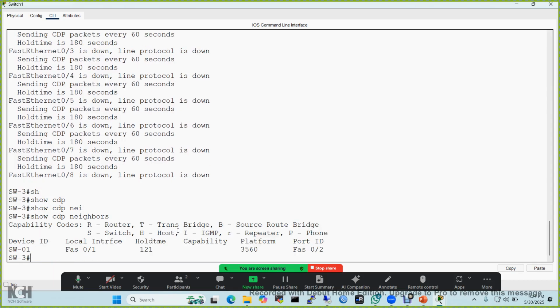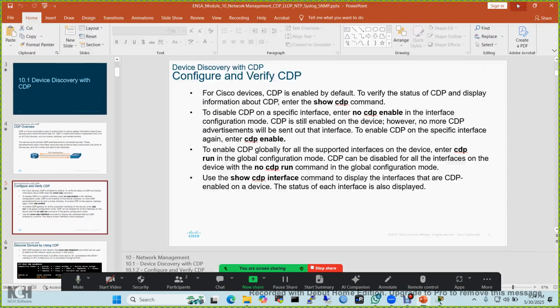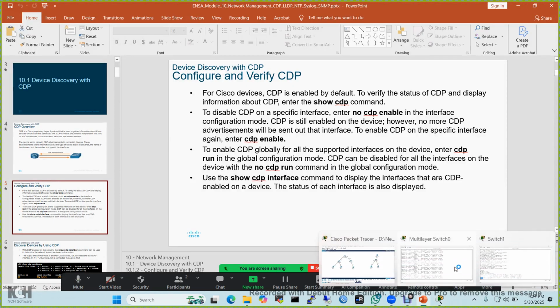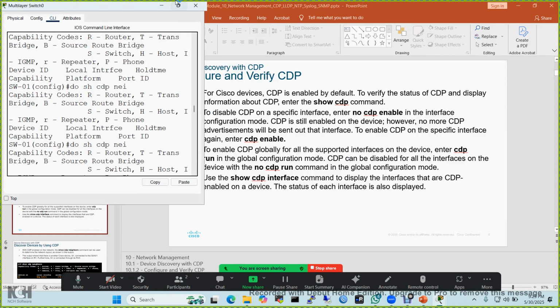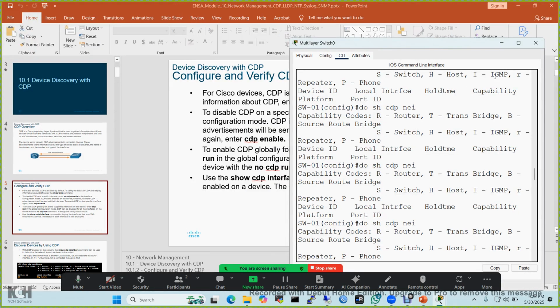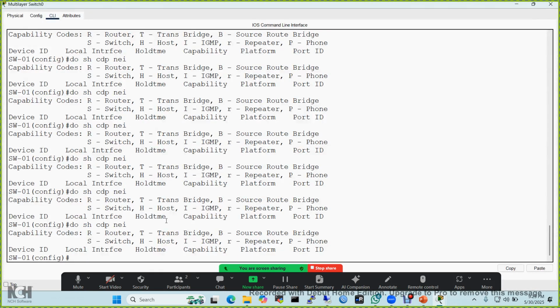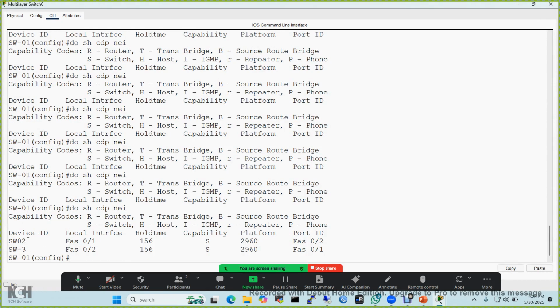Here, I have got the switch 1 now. Switch 1 has been updated. We can check from switch 1. It has been updated in its CDP neighbor table. At the time we were waiting, it takes 60 seconds to get its neighbor. Now it has got it.